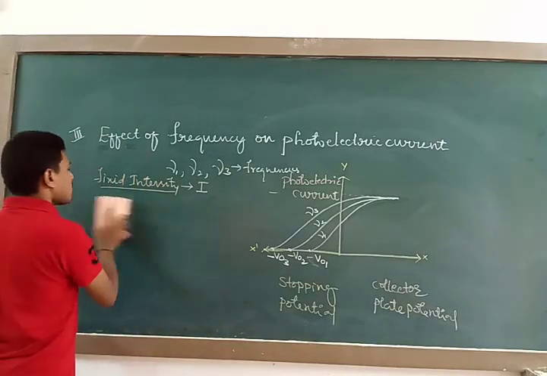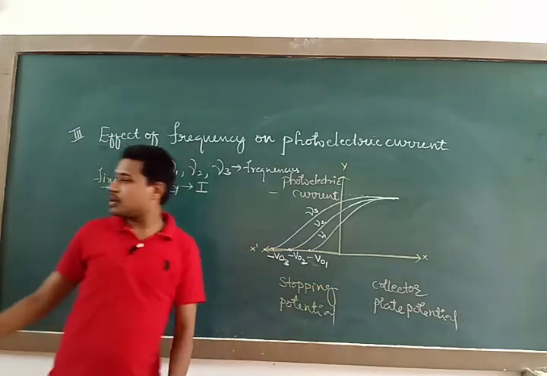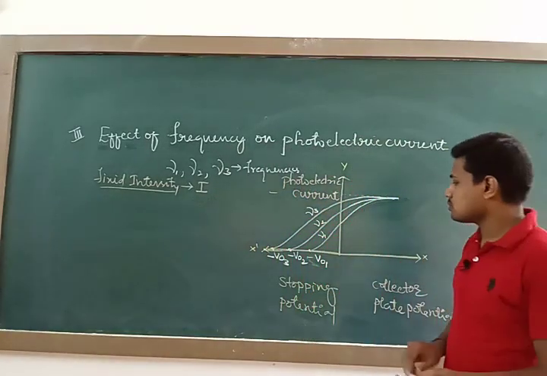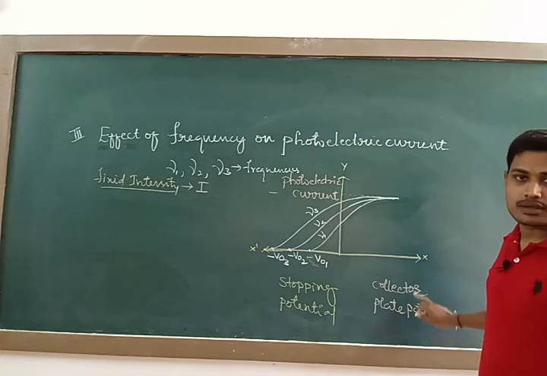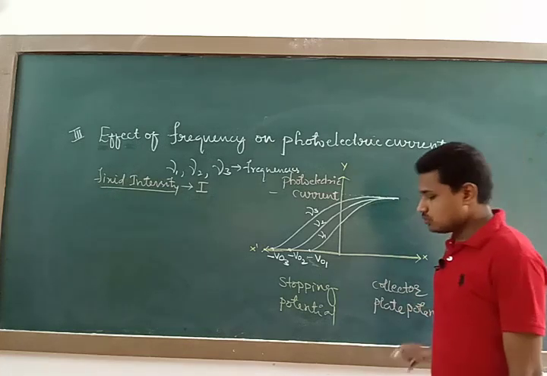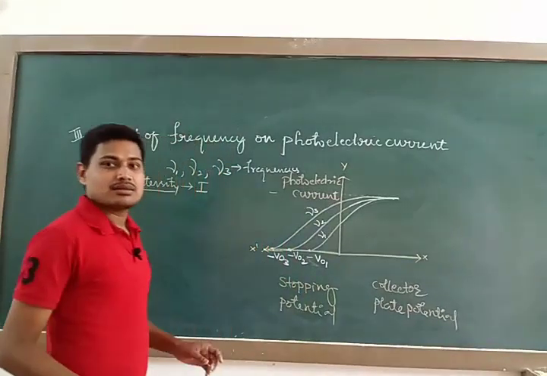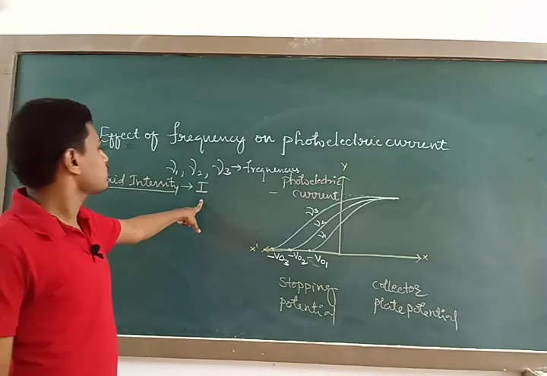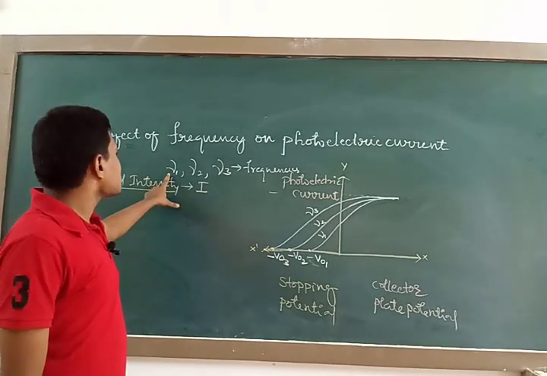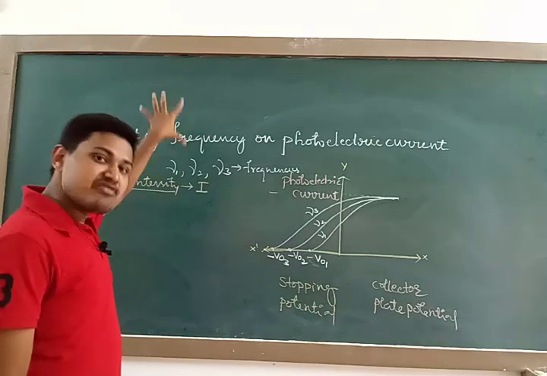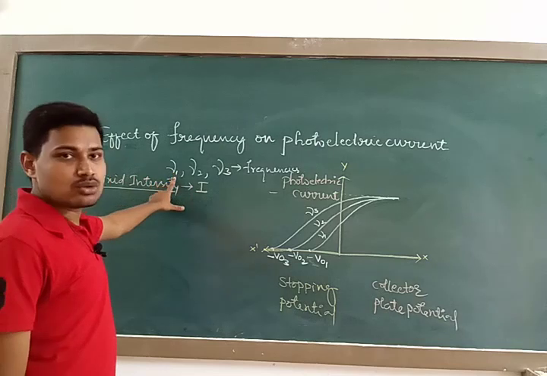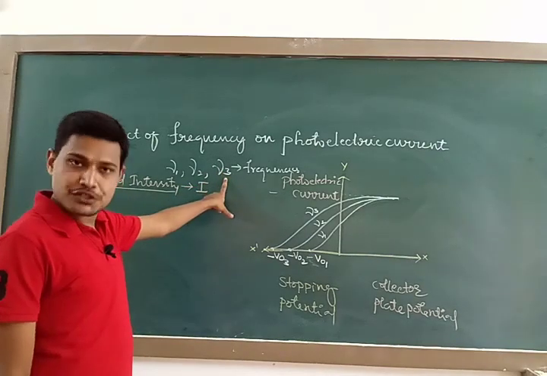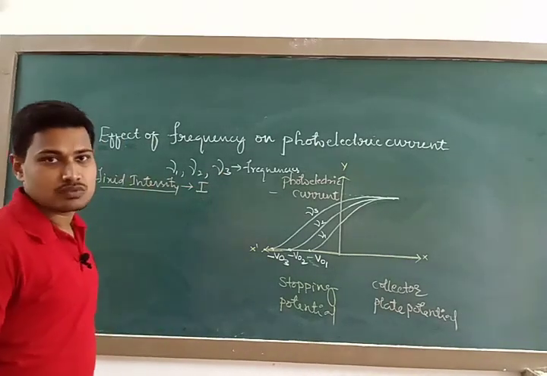And even the collector plate potential is also fixed here, initially. Now, when I incident a source of light having the fixed intensity I, having the frequencies nu1, nu2 and nu3, I will incident them one by one. I can't do it simultaneously. Initially nu1, then nu2 as well as nu3, and the intensity is I.